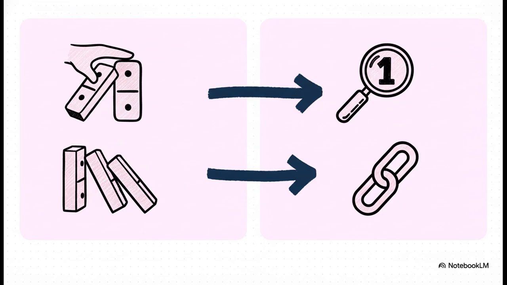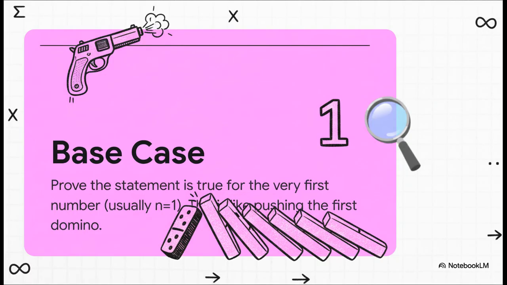I mean, look how perfectly this maps over. Pushing the first domino in math, we call that the base case. And that crucial idea that if one domino falls, the next one falls, that's our inductive step. That's it. That's the whole machine right there. Okay, so first up is the base case. Think of this as the starting pistol. All you have to do is prove your statement is true for the very first number, which is usually n equals 1. You just plug in the number and check if it works. It's usually the easy part.